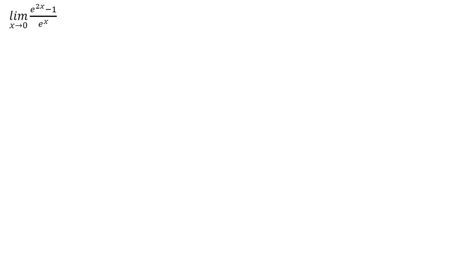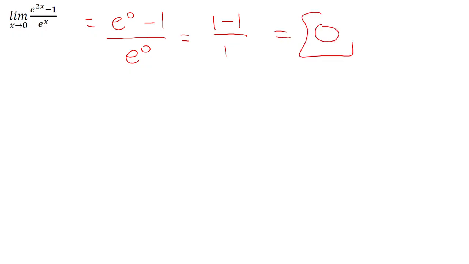All right, for our next one here, if we plug in our 0 into this, we end up with e to the 0, which is 1, right? So we have e to the 0 minus 1 over e to the 0. Well, that's just 1 minus 1 over 1, which is just 0.